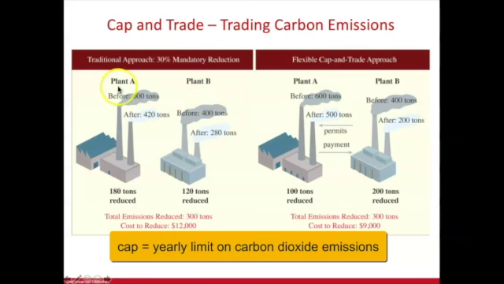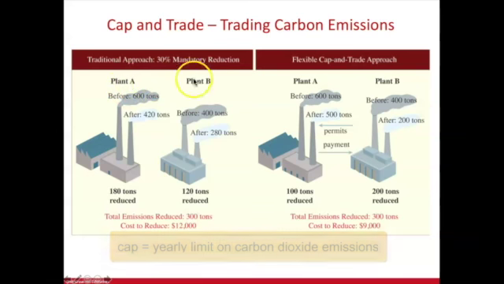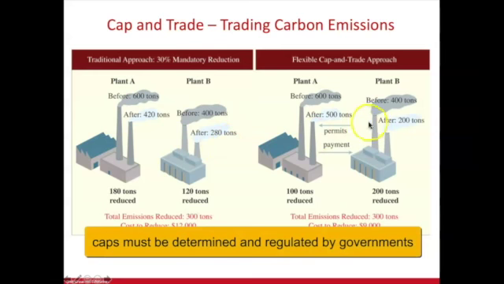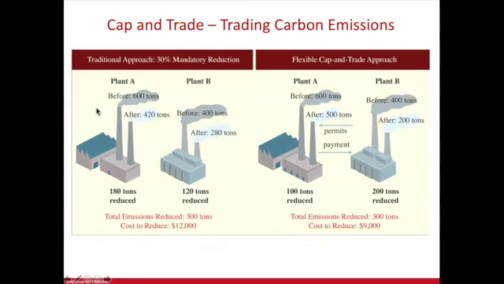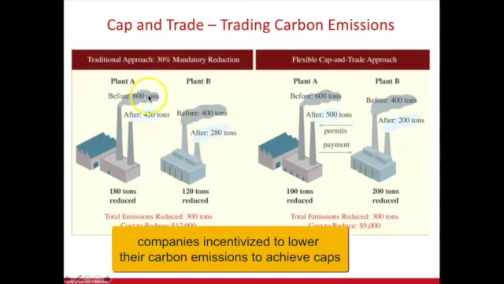And so this puts a yearly limit on two plants, A and B. And the limit would be lower than their current output of carbon dioxide. So putting a cap lower than the output of every single plant. So it starts with a cap, a yearly limit on carbon dioxide emissions. Then these plants need to reach that cap.